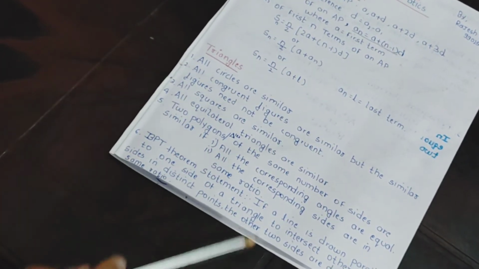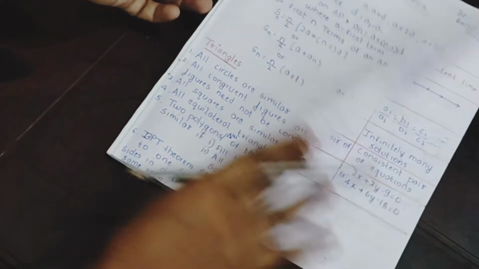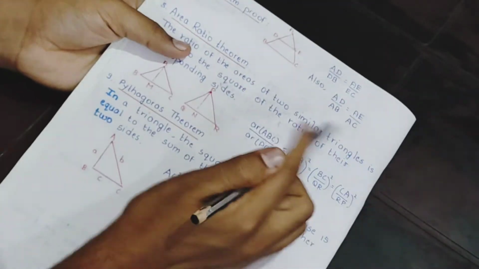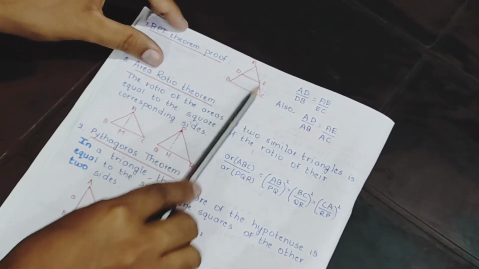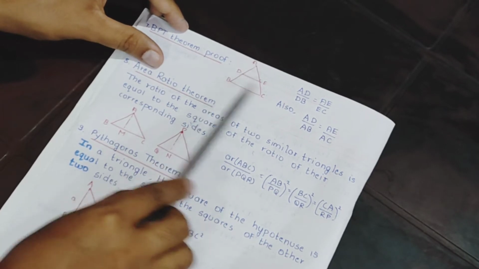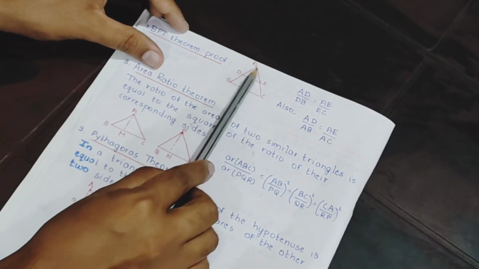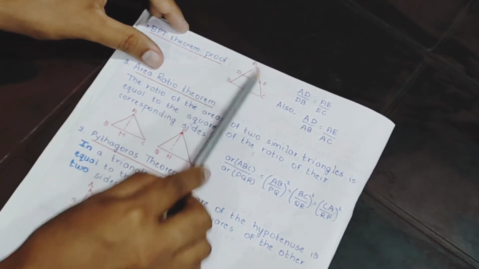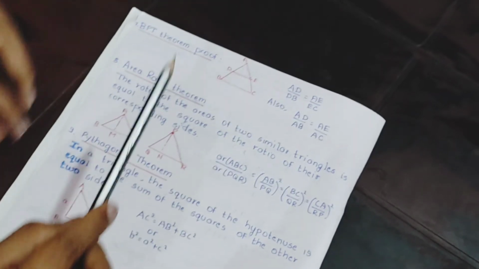And next one, the BPT theorem statement. I know you all know it. You just learn it by heart and remember it. They may ask in the form of fill in the blanks. Next, the BPT theorem proof. This they asked in model paper 2. See triangle: AD by BD equals AE by EC. You can also write it like this: AD by AB equals AE by AC. This one they asked in model paper 2. This is the proof for the BPT theorem.